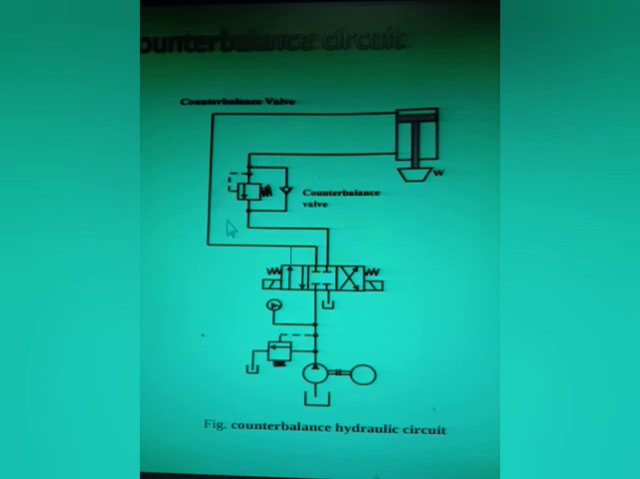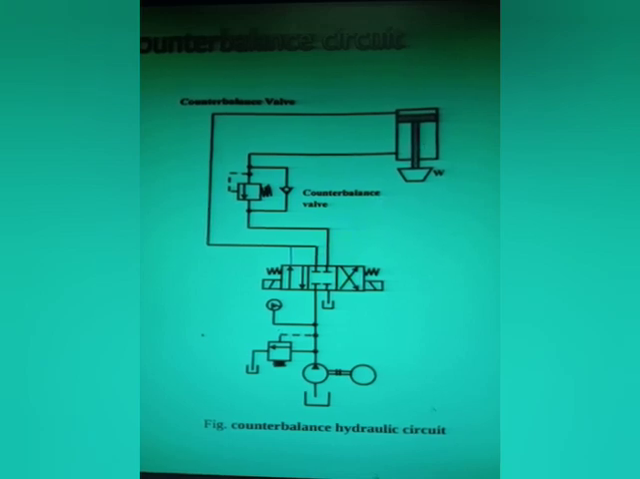If you see the construction of the counterbalance valve, you will feel like the valve that we use in a meter in and meter out hydraulic circuit. So this part looks like a flow control valve. And this is the check valve. And this part looks like the pressure relief valve. Now, where is this counterbalance hydraulic circuit used?